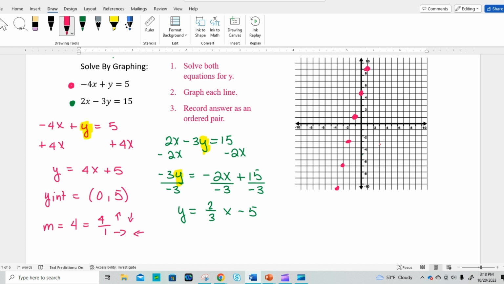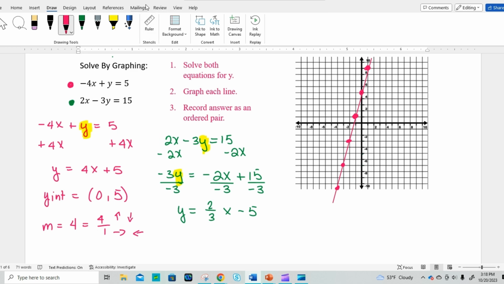So on a screen, this is a little more difficult. I will draw a line to connect those points. Okay, and so I drew my line off the edge of the grid, and I'm going to put arrows on it just to show that it goes on for infinity. And now my pink line is done. So now I'm going to move on to the green line.